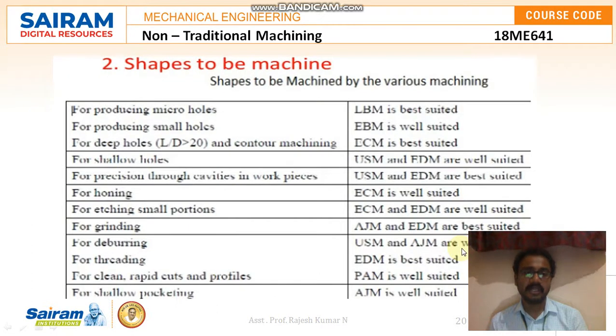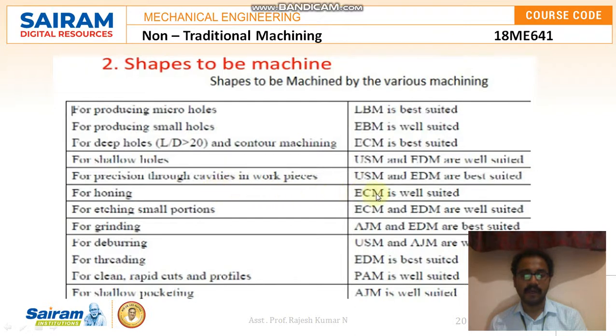This is all about the physical properties, or we can call them the physical parameters. And moving to the next one, shapes to be machined. Here you can see, for producing micro holes, laser beam is recommended. For producing small holes, electron beam machining is recommended. And for deep holes, electrochemical machining is recommended. For shallow holes, ultrasonic machining and electrical discharge machining. For precision through cavities in workpieces, USM and EDM.